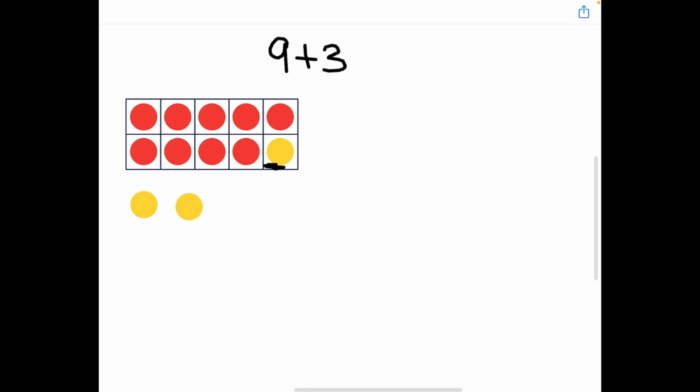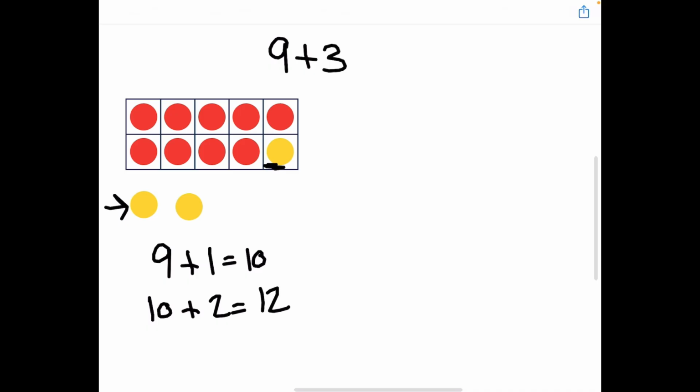So currently I just did 9 plus 1. That gave me 10. And I have these 2 counters left. I'm going to add those on to the 10. 10 plus 2 more is 12.